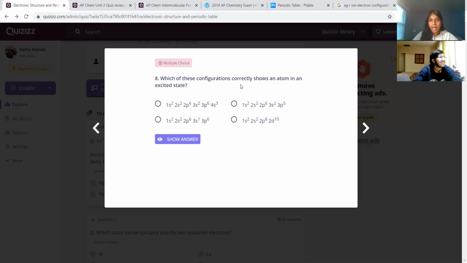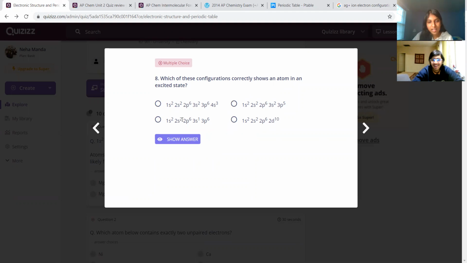An atom in an excited state. So first, let's rule out the ground state ones. So this looks to be ground state, I think. And then how do you have 4s3? Oh wait, oh never mind. That's weird. Okay. But this is ground state, I think. And then this is not ground state. This isn't even a thing, actually. 2d10 is not a thing.